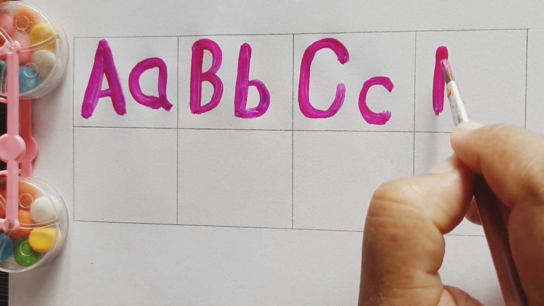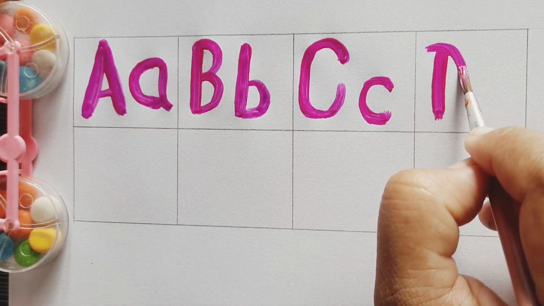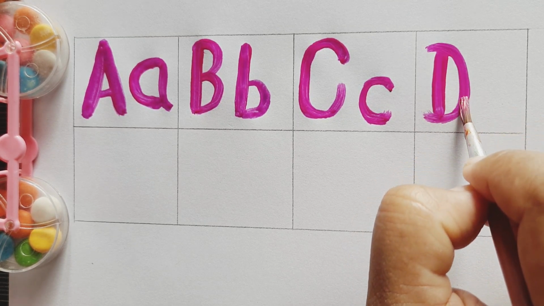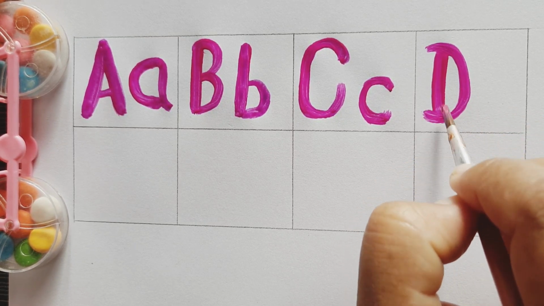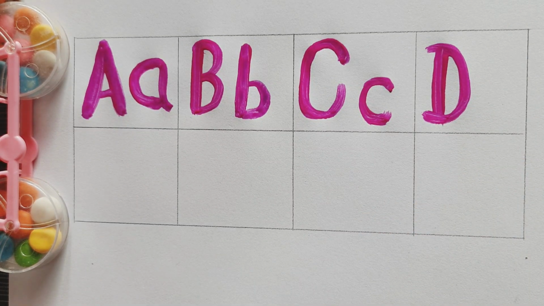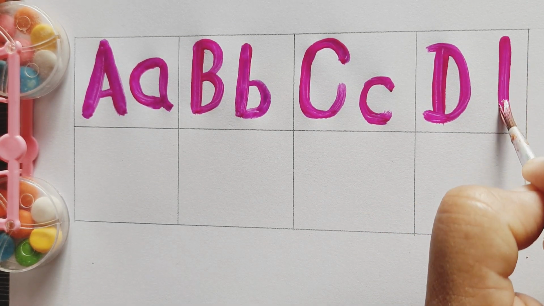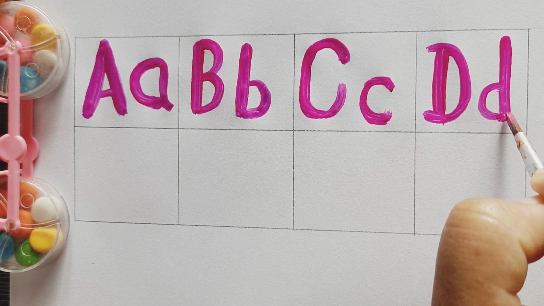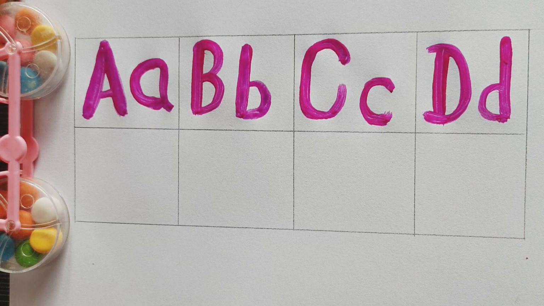D, capital letter D, D for duck, D for door, D for drum, capital letter D, small d, D for door, D for drum, D for duck, small d.